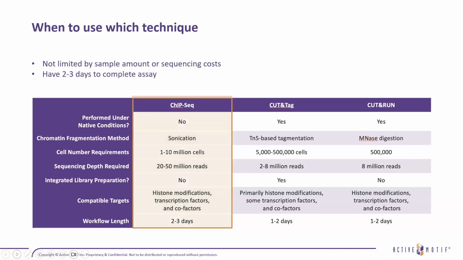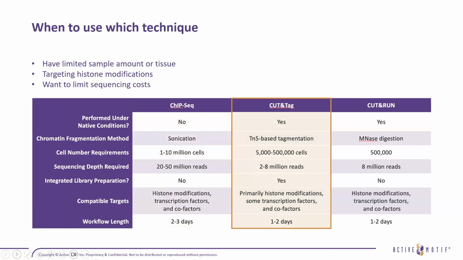So in a case where you're not limited by the sample amount or the sequencing costs, and you're comfortable with a more complex workflow, you have 2 to 3 days to complete the assay, we're always going to say go with ChIP-Seq. ChIP-Seq, again, it's the gold standard. It works very well, but you do need 1 to 10 million cells. So this is quite a lot of material that is required to perform this assay. So that's something to keep in mind. In addition to that, 20 to 50 million reads. This is quite a deep sequencing depth for this assay. So if you're not limited by these factors, go with ChIP-Seq.